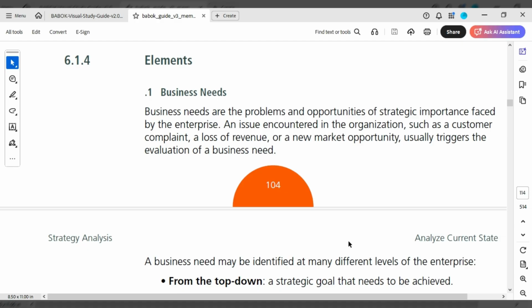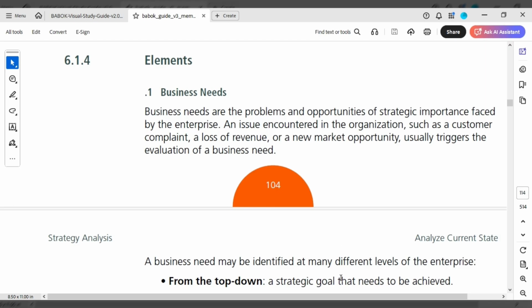So, the number one element would be business needs. Business needs are the problems and opportunities of strategic importance faced by the enterprise. Yes, business needs, problem, what we want to achieve as a business, an issue encountered in the organization, such as customer complaints, a loss of revenue, or a new market opportunity, usually triggers the evaluation of a business need. For example, we come on one day, we look at our chart, and we notice that we are losing money. And we're like, oh my goodness, what do we do about this? It becomes a business need. We need to stop losing money, right?